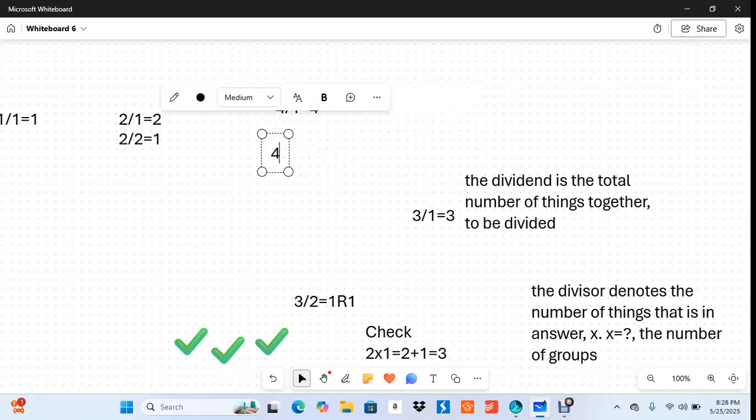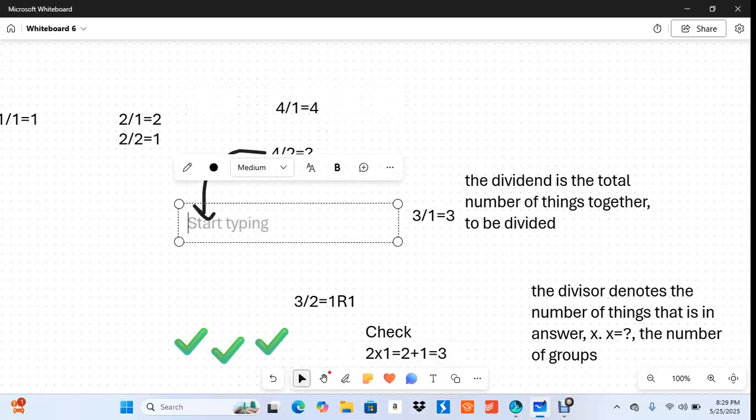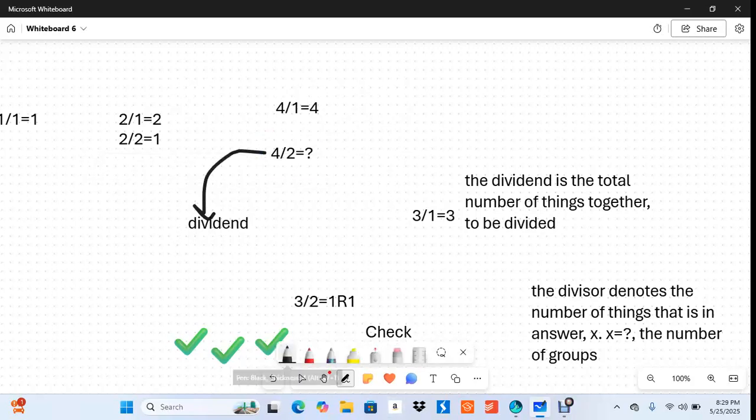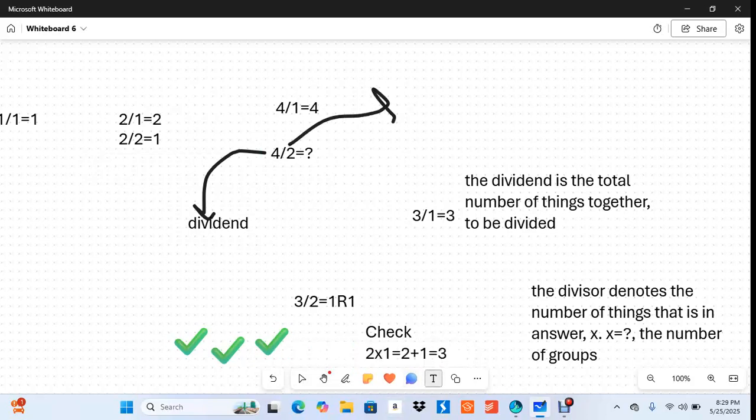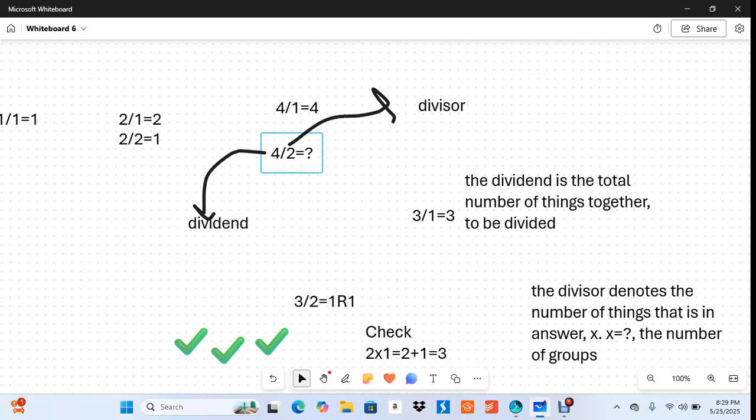Okay, let's try this, just like I was explaining it. 4 divided by 2, which means the dividend is 4, the divisor is 2. We are figuring out what the quotient is. So the 4 is, again, what is it called? It's called the dividend. That number is the dividend. 2 is the divisor. And we are solving for the quotient. That question mark is the quotient. That's what we're solving for.